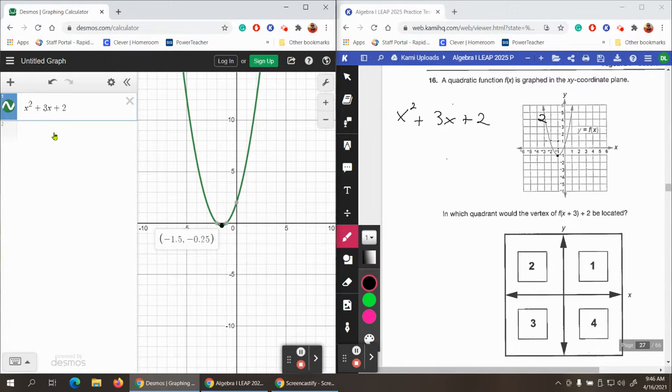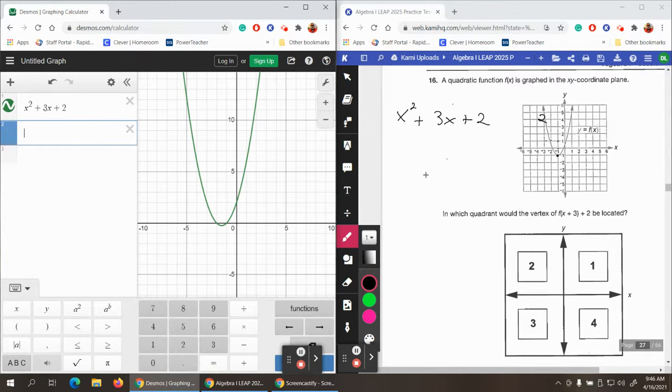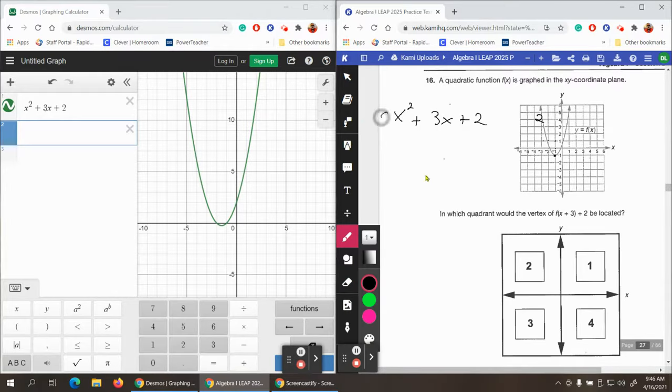But here's the big thing about it. What we need to do now is this is f of x, right? This was f of x equals this. So now f of x equals x plus 3 plus 2. What that means is that everywhere I have an x, I now have an x plus 3. So x plus 3 squared plus 3x plus 3. And then I have a plus 2 and then another plus 2. I'm just going to put all that into Desmos.